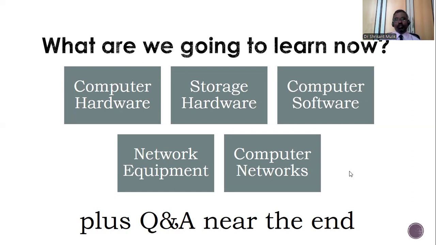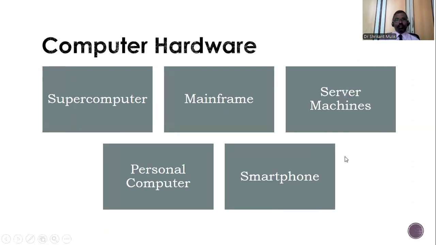So let us begin with the computer hardware. When we talk about computer hardware, there are at least five devices that come to our mind. One is a supercomputer, which I'm sure everyone must have heard of. Mainframe is another one, which is also an important computing device. Then there are server machines, also called the large servers. Then there is personal computer, which every one of us uses. I'm currently using a laptop, which is a personal computer, and a smartphone, which again I think more people use than a personal computer. So it's another important device.